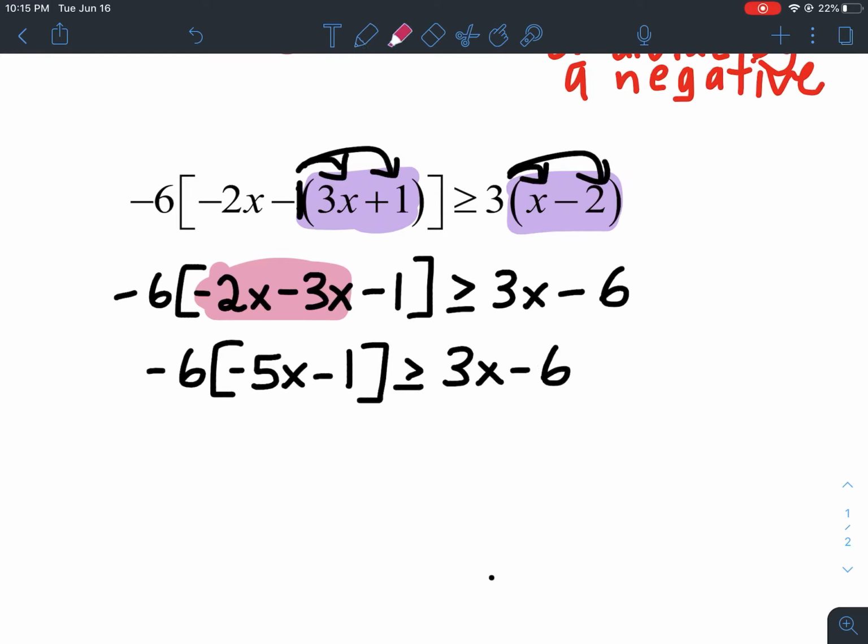And now those brackets are just basically the exact same thing as parentheses. And what I need to do is I have a negative 6 outside parentheses, which means I need to distribute. So negative 6 times negative 5x is positive 30x. And negative 6 times negative 1 is positive 6.